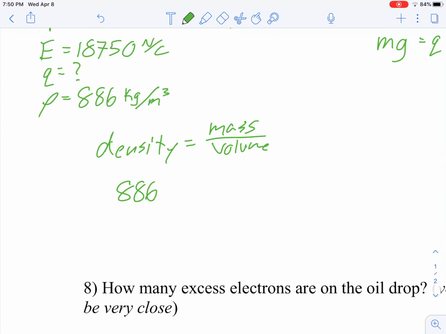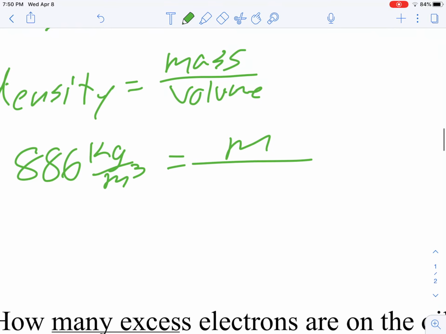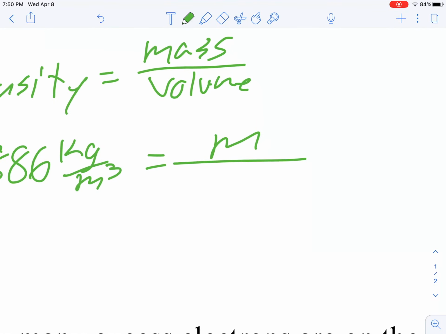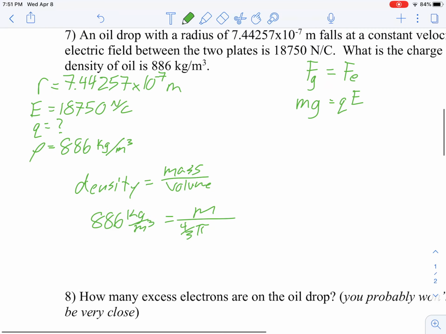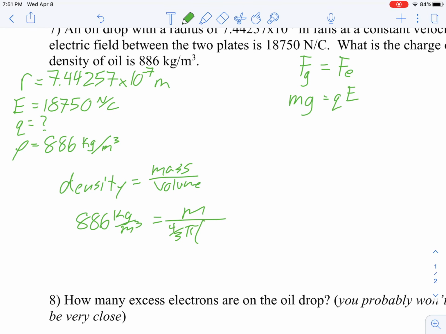Well, we know the density, 886. It's important to use the units here, kilograms per meter cubed, equals the mass, that's what we want, over our volume. Well, volume of a sphere, right, because it's an oil droplet, is 4/3 pi r cubed. Well, what's r? We're given r: 7.44257 times 10 to the negative 7 meters.